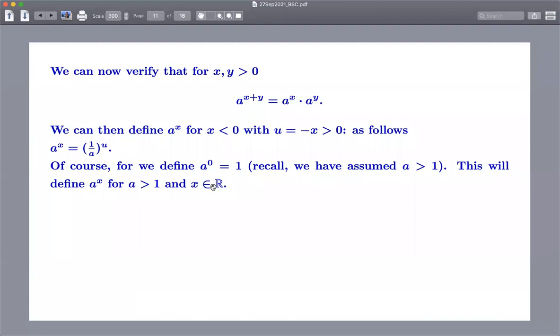And for these we can verify, from the rationals, that we had this property, and that it continues to hold for this least upper bound business. For x less than 0, we take u to be minus x, and then a power x is 1 by a to the power u. We define a power 0 to be 1. So a and 1 over a will both be non-zero.